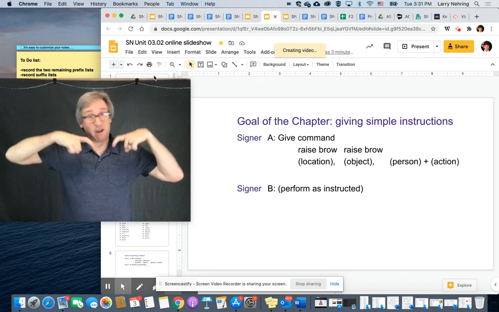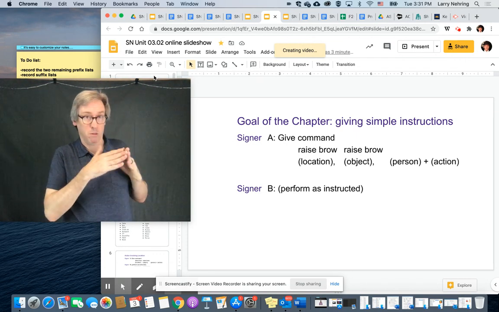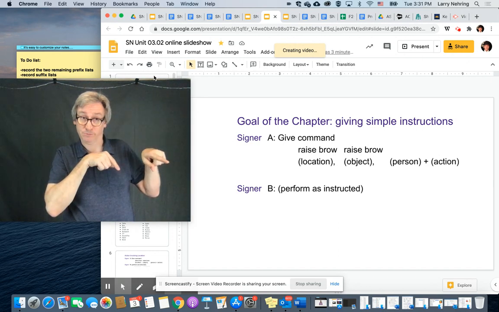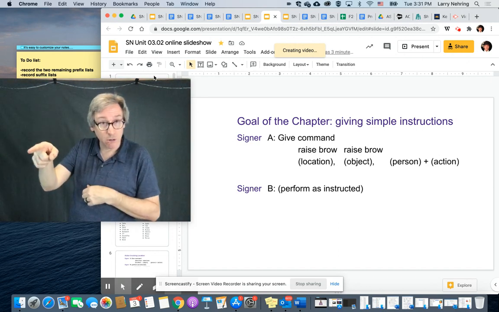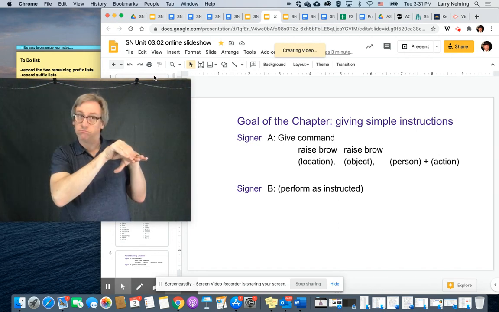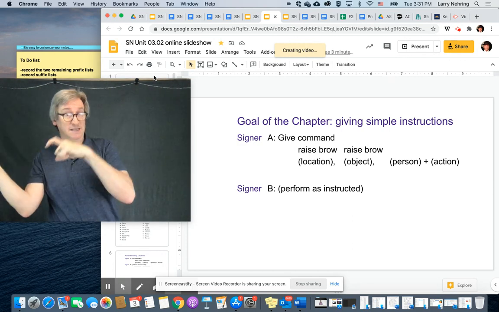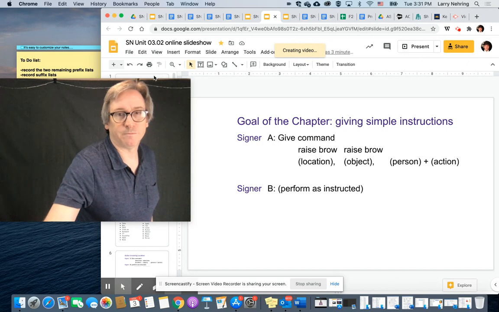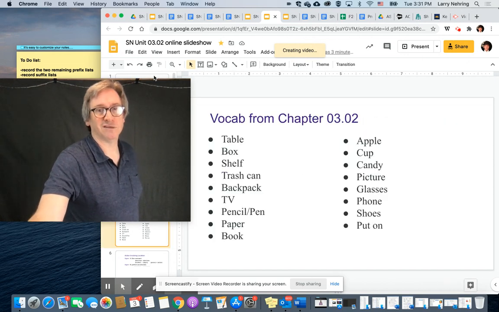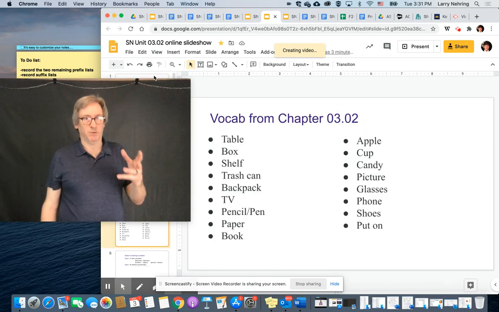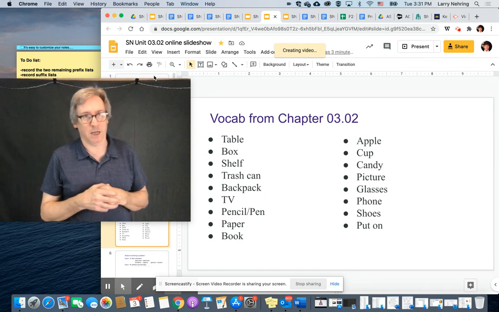We use eyebrows for every new topic. So the table, book, and I'm asking, can you do this? Okay, so eyebrows are going to be up for most of that sentence. There's a bunch of vocab. Again, I'll put them in on Blackboard.